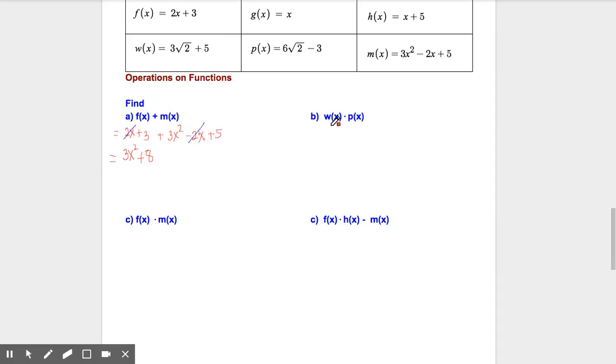Letter B. We want to find w of x, which is 3 square root of 2 plus 5, times p of x, which is 6 square root of 2 minus 3. Since we're multiplying, we can think of it as the area of a rectangle, where w of x is the length and p of x is the width. So, to multiply, I can use a rectangle.